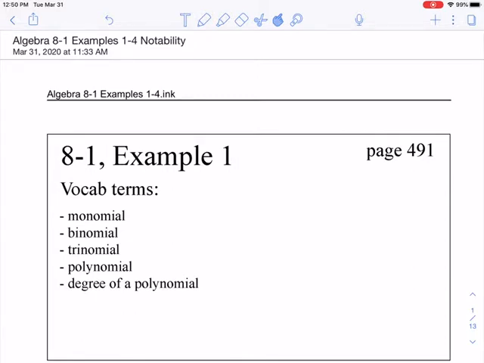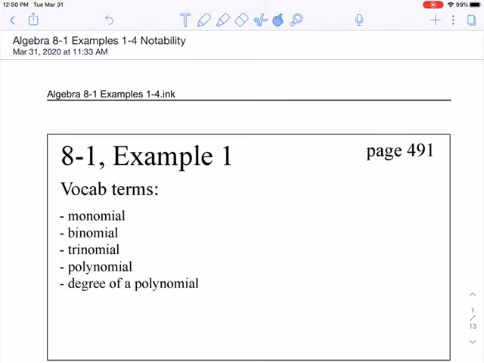Monomial is basically a combination of variables, numbers, multiplying by each other. The only thing you cannot have in a monomial is a negative exponent on anything. All right, so monomials will not have negative exponents, but otherwise it can be any kind of multiplication of terms together. A binomial is basically any two monomials that are being added to each other.